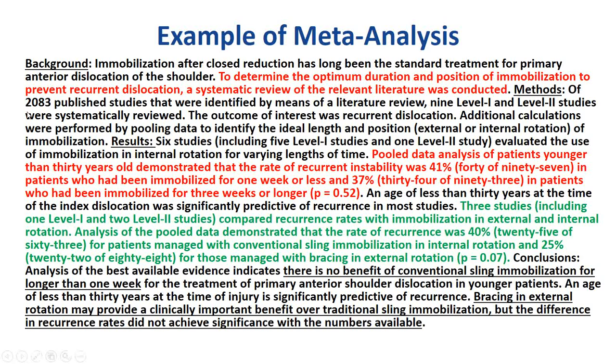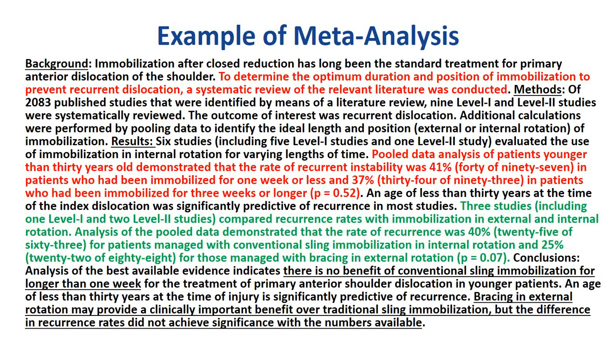So they looked at 2,000 articles. They mainly left it at level 1, level 2 studies, and out of that they identified 6 out of 2,000 that met their criteria for inclusion. So that's a pretty good indication of what happens a lot of times. The data was pooled. They broke it up between below and above 30 years old, and they found that individuals under the age of 30, the rate of recurrence was not really significantly different based on the time, 1 week or less. So longer or shorter time periods didn't really matter.